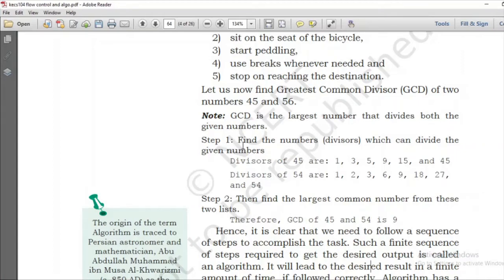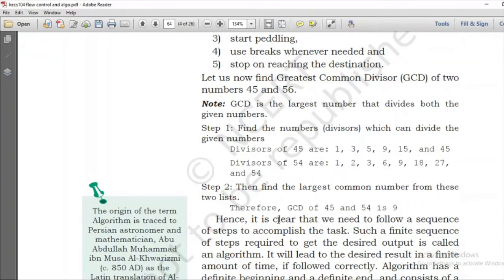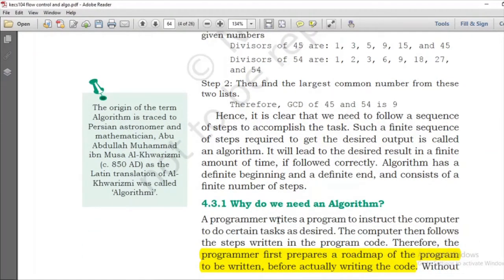So step 1 is to find the divisors which can divide the given numbers. So first, you have to list the divisors of 45 and 54. Step 2, then find the largest common number. You have to find the largest common number among them, and that number is 9. So that is how algorithms work.